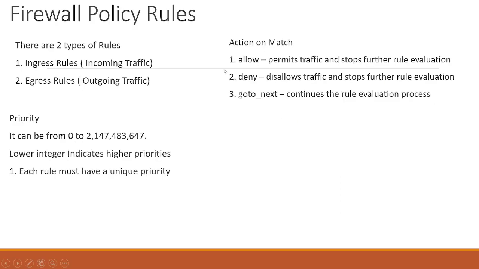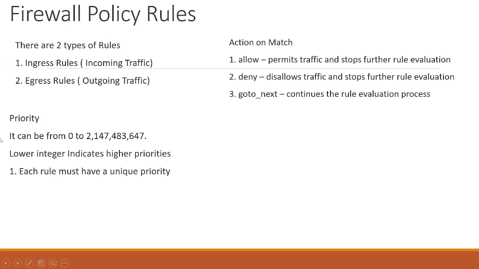The first action is allow, which allows the traffic. As written here, if it permits the traffic, it stops further rule evaluation, so it doesn't check any other rule. Same for deny. If it denies the traffic, it doesn't check any other rule. And go to next continues the rule evaluation process until it gets a rule. Otherwise, at last we have the implied egress and implied ingress rules. They will match at the last.